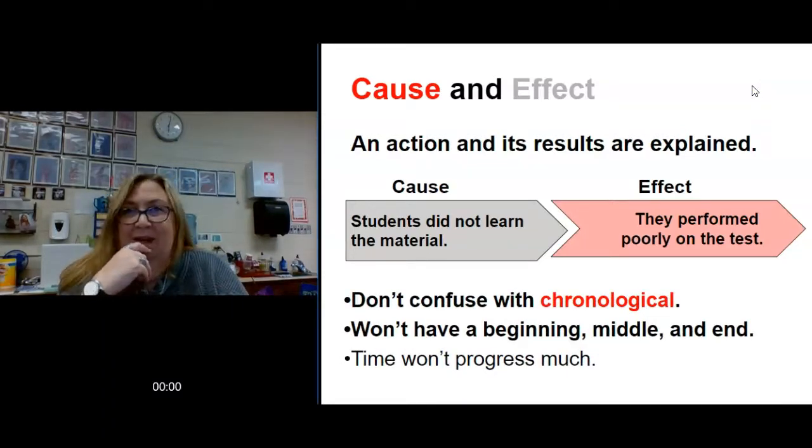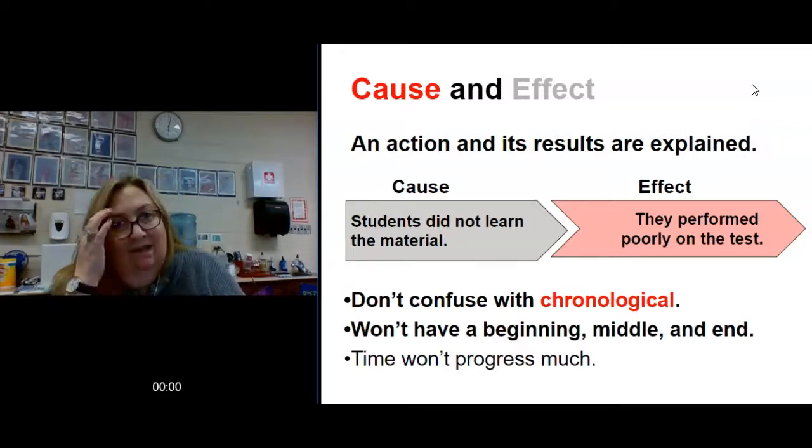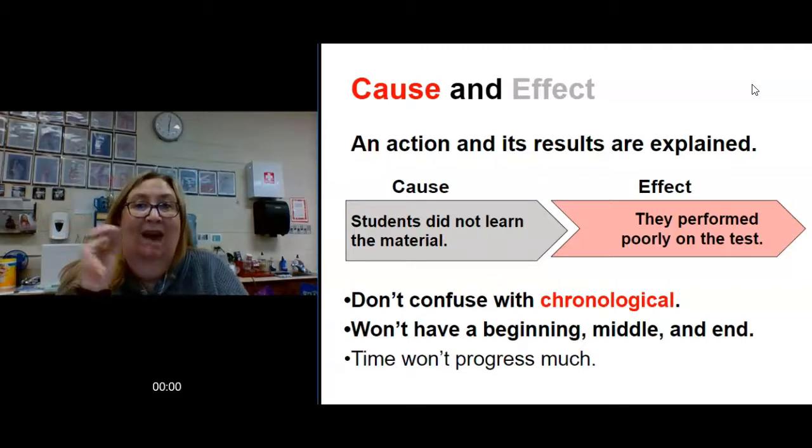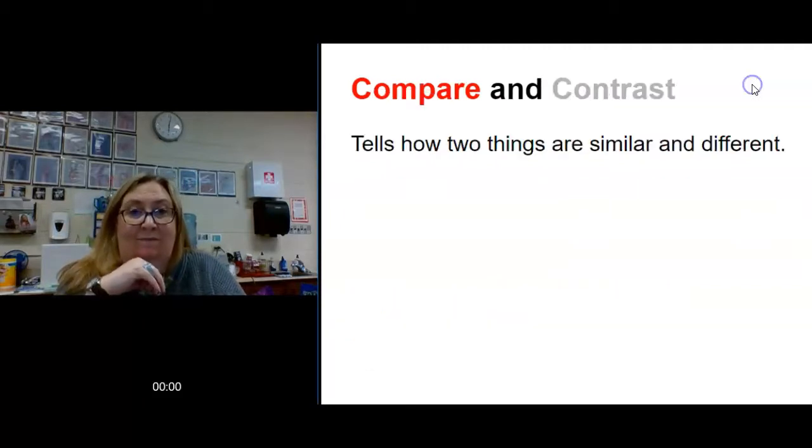Cause and effect will be something that does not tell a story. It doesn't have a beginning, a middle, and an end. It's going to talk all about actions and reactions.